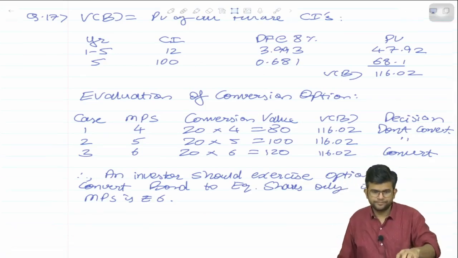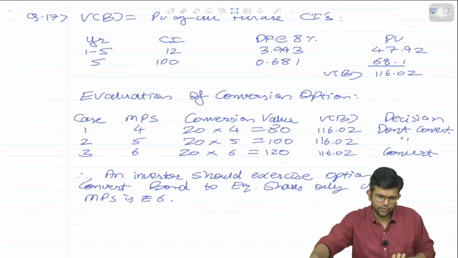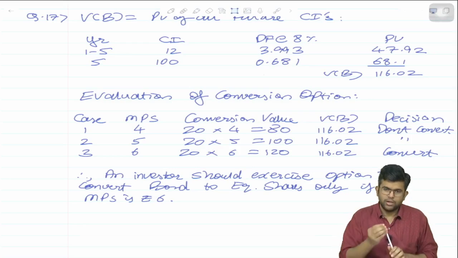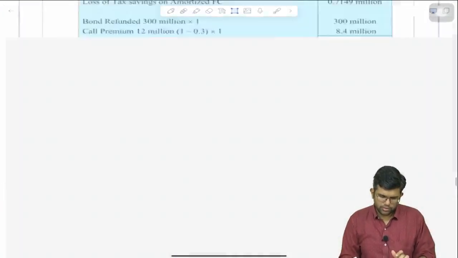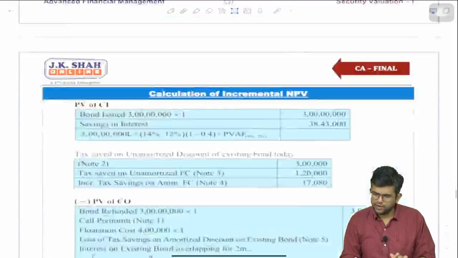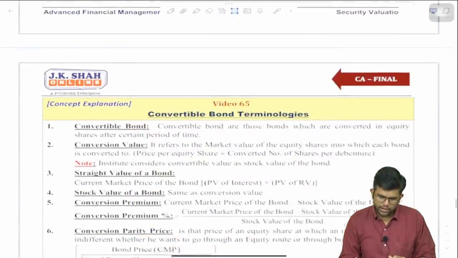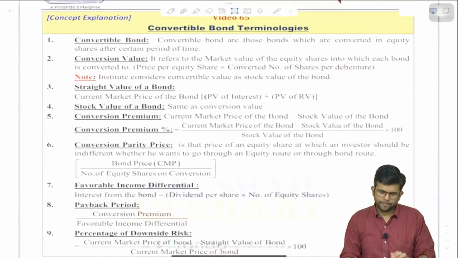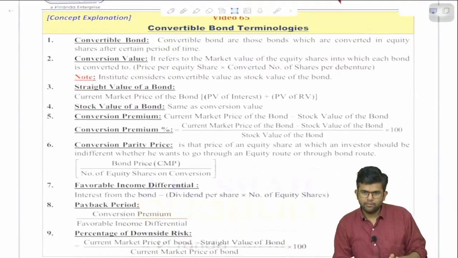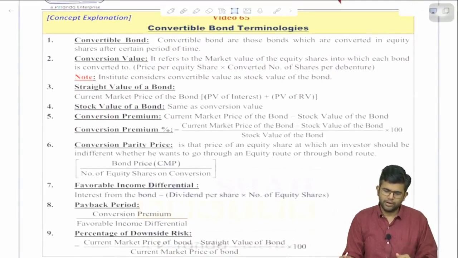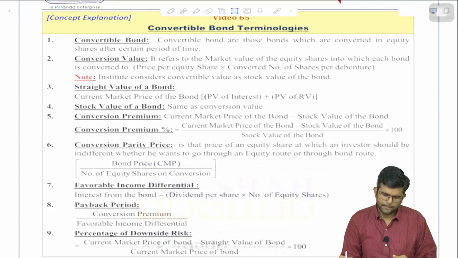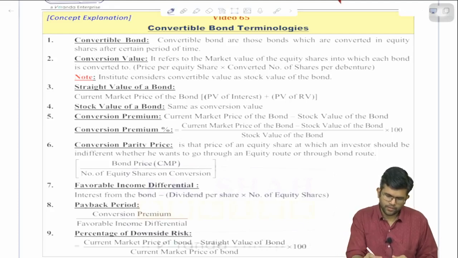All done? Okay. So now in your notebooks, write down, give heading, convertible bond terminologies. Convertible bond terminologies. Same module. Convertible bond terminologies. Okay.